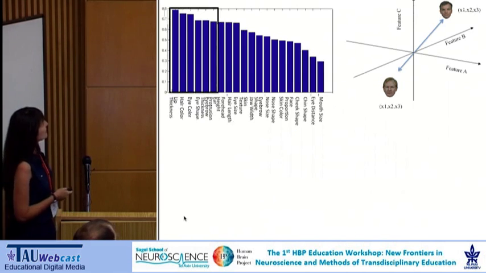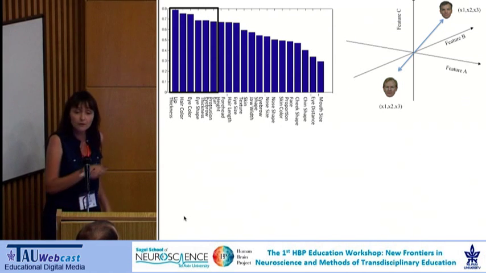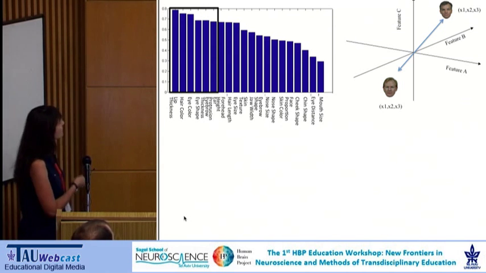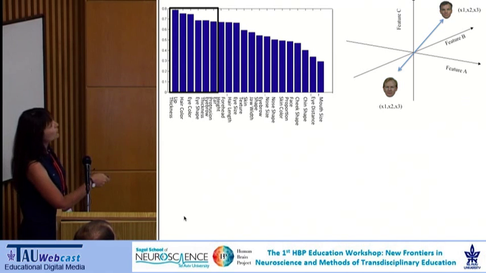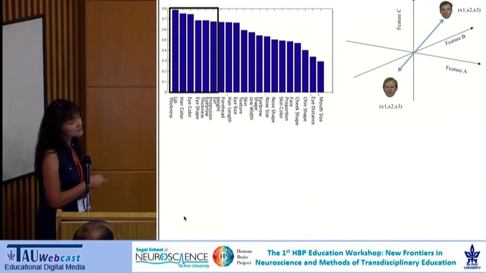And what we did then is we took only those that are higher up here, only those that are easy to discriminate, the hair color, the eye color, the lip thickness. We compute the face-space distance based on these features.